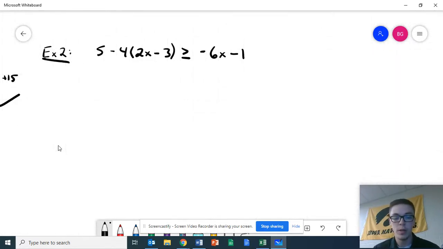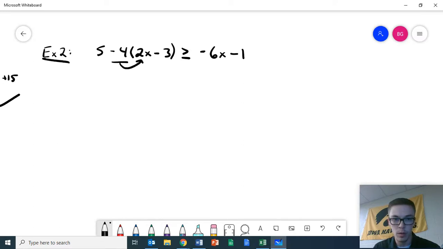So ask yourself, what would your first step be here? Our first step should be distributive property. So when we do this, we're going to want to distribute the 4, but we also want to take the negative 4. So I'm going to take the negative 4 to both of these. So I take negative 4 times 2x, negative 4 times negative 3. Everything else will come down.